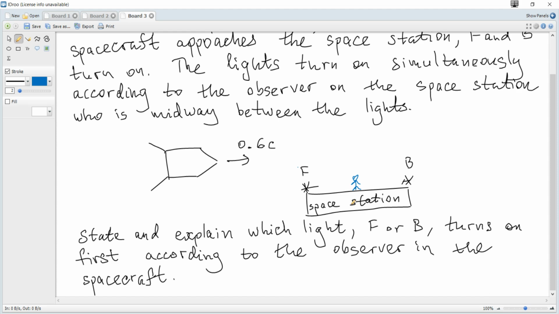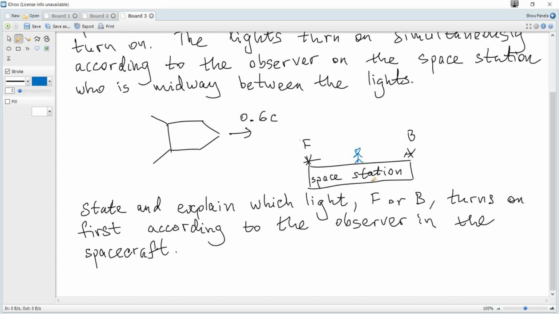And notice that two events must be at the same time and at the same point. It's not enough for two events to be at the same time. They must also be at the same point. And for the observer on the space station, who is midway between the lights, arrivals of light signals will be simultaneous.